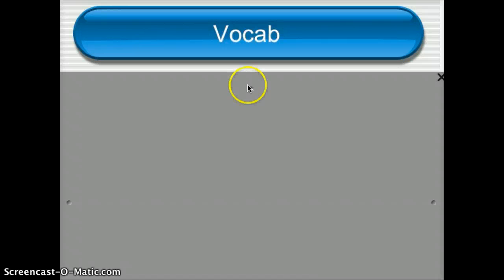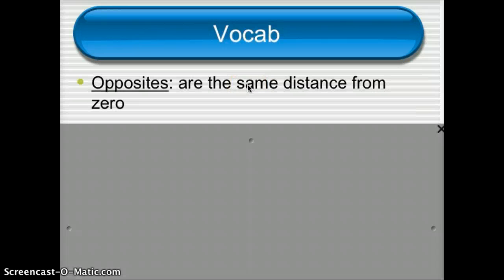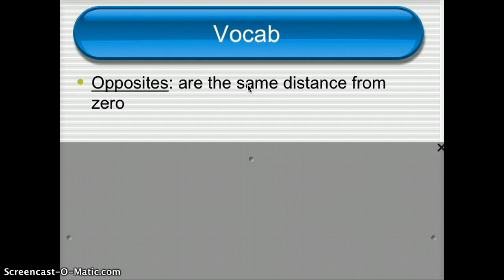Okay, a little bit of vocab for you. Opposites. When we talk about opposite numbers, they're just numbers that are the same distance away from 0. So for example, 5 and -5 are opposites. They're both 5 spaces away from 0 on a number line.